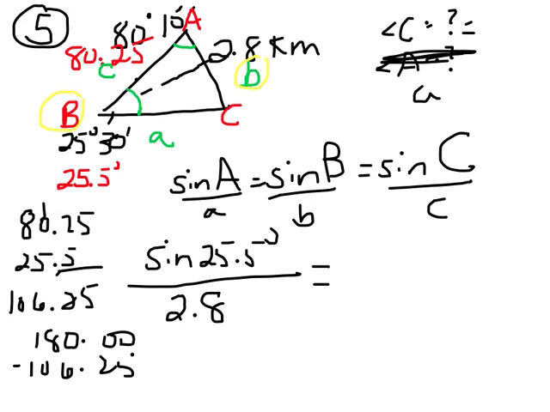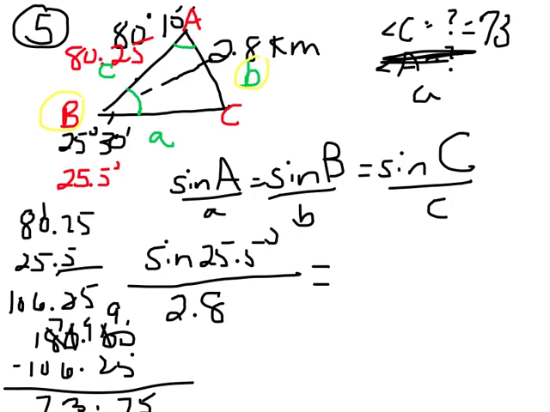So that's going to be 10, 9, 10. I knew that was 75, but for some reason, 9 minus 6 is 3, is that right? And that's 7 minus 0 is 7. Okay, so our angle C, if we subtract 106.25 from 180, is 73.75 degrees. Okay, so there's one of our answers.